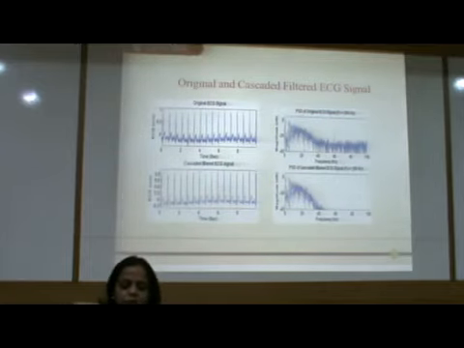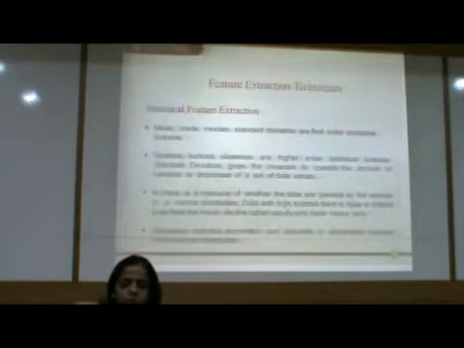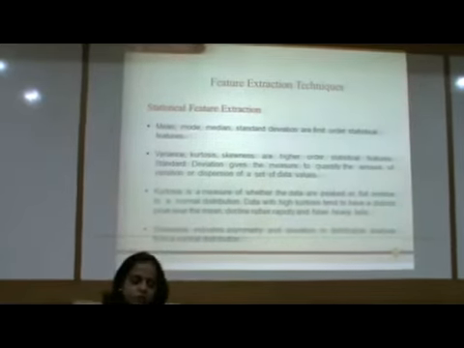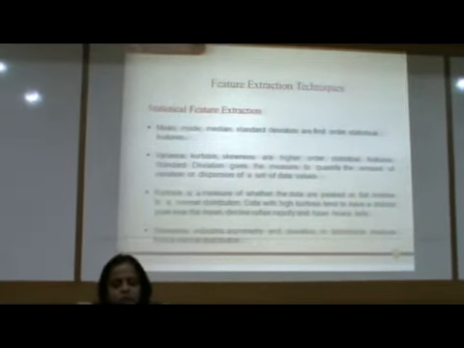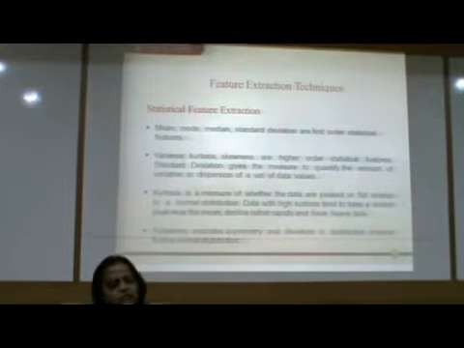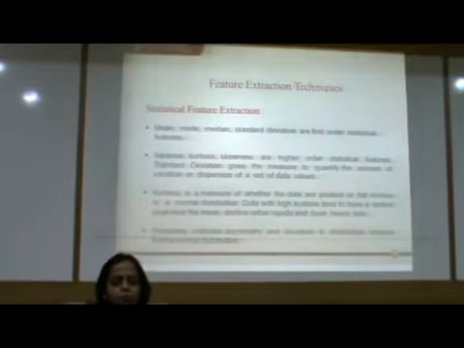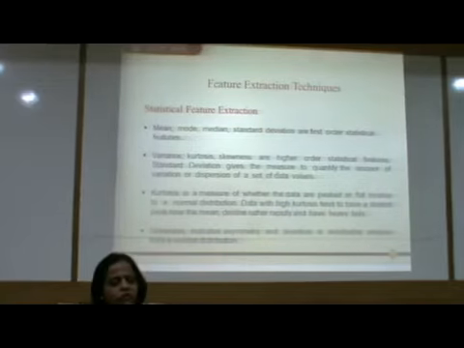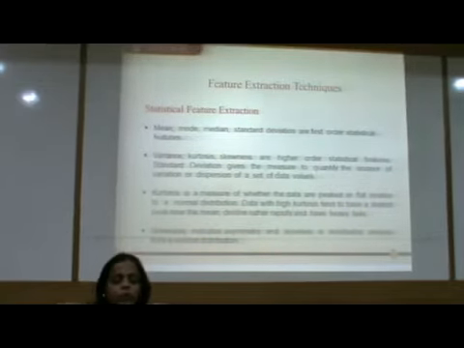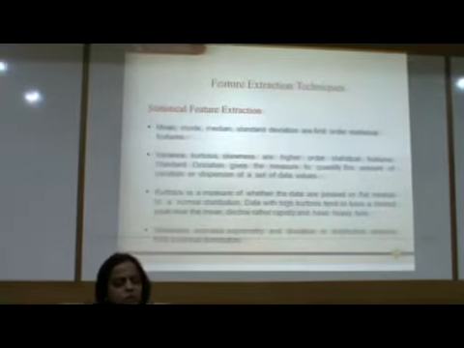After completing the pre-processing step, we can do the feature extraction. The feature extraction techniques involve statistical feature extraction. In statistical feature extraction, mean, mode, median and standard deviation are first order statistical features. Variance, kurtosis and skewness are higher order statistical features of the ECG signal.